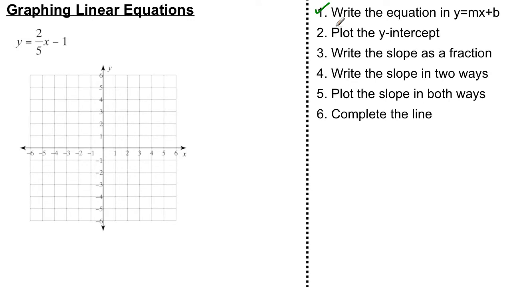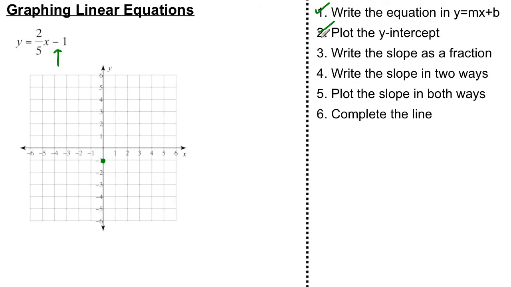Okay, the second thing we're going to do is plot the y-intercept. So the y-intercept in this situation is -1. And so we want to start by putting a dot at when y is -1 and x is 0.